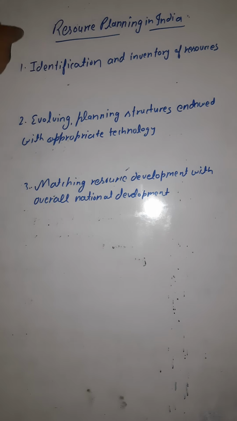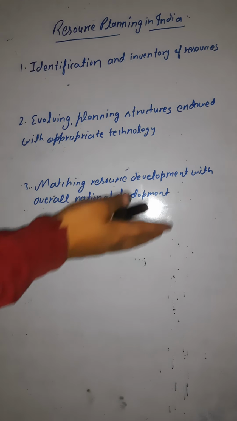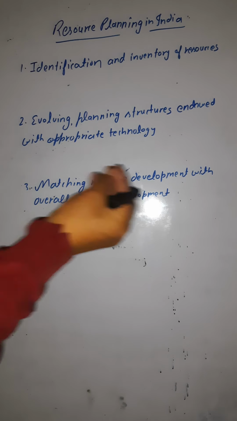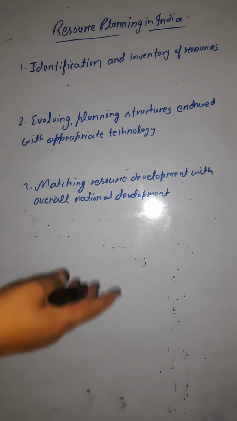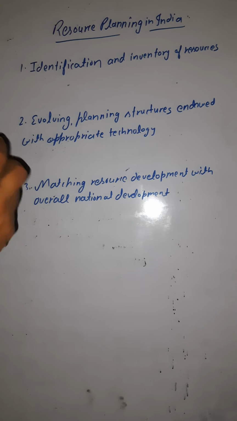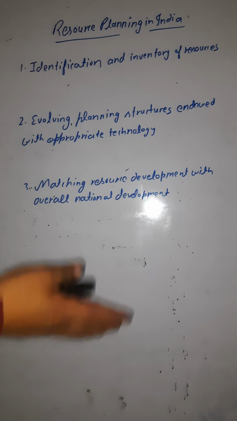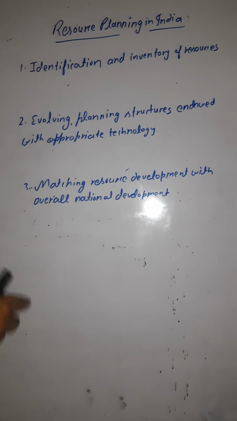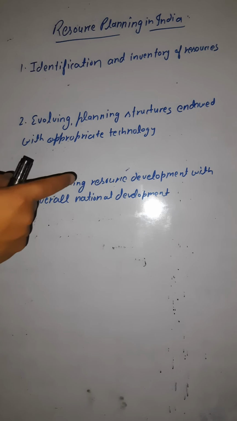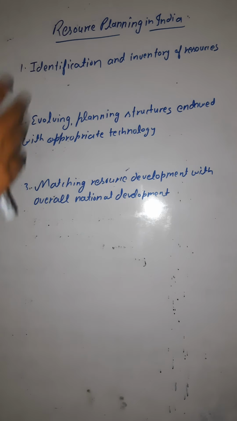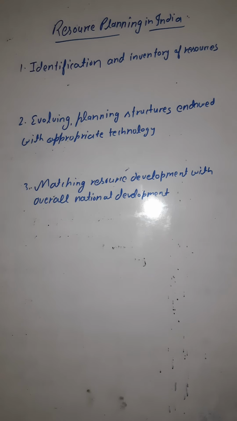If you see the historical background, you will see that colonial exploitation was there only in those areas where resources were in huge amounts, like iron and coal. So there was colonial exploitation by the Britishers in those areas. Starting from the colonial advent, there has been various resource planning taking place in India.